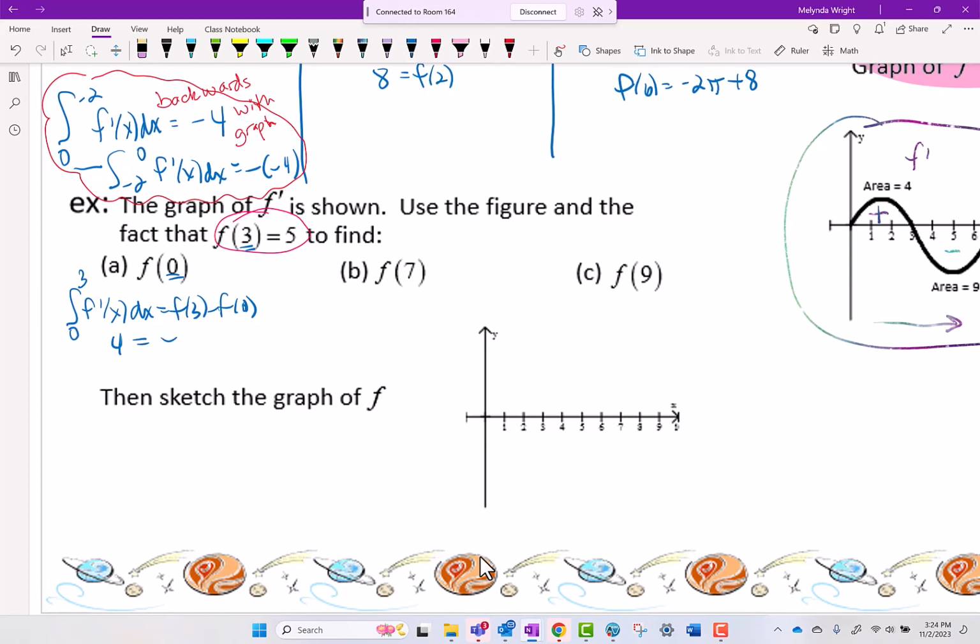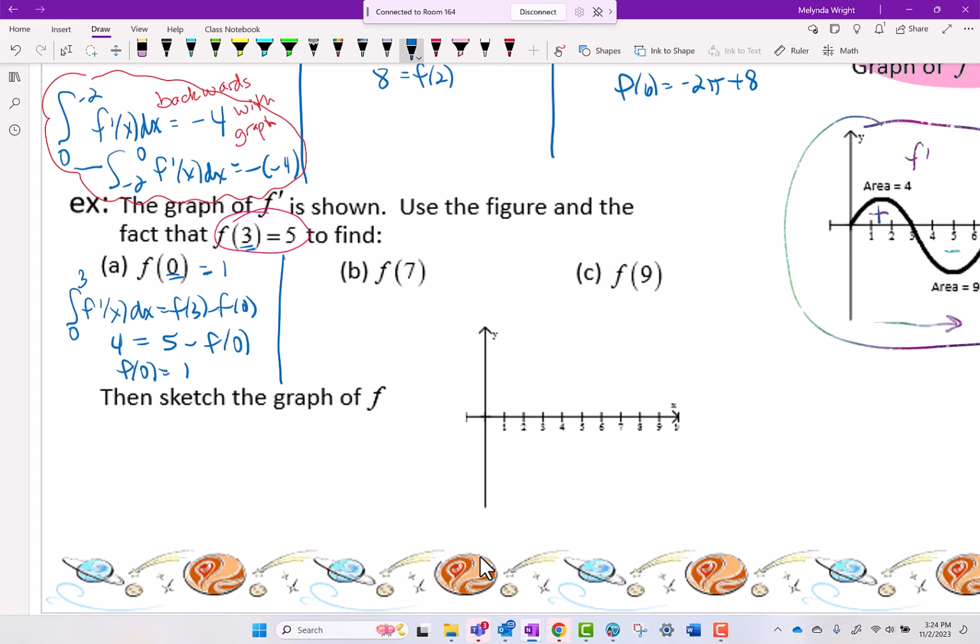Oops, we know f of 3, don't we? So 4 is 5 minus f of 0. So f of 0 is, let's see, 1. So that's 1. Okay, getting comfortable? And I don't need to ask you whether we need to write the integral, right? We already know the answer to that question.